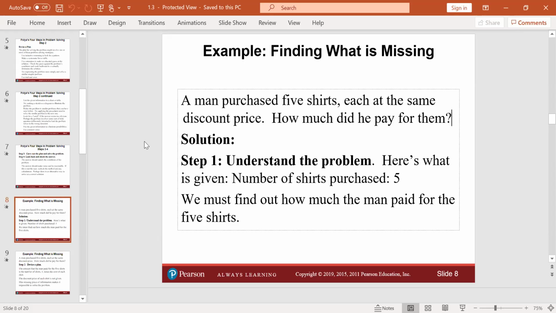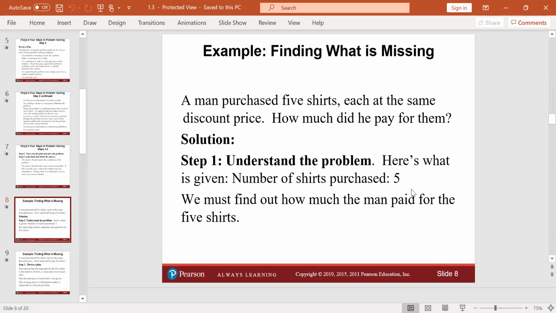Did this problem give you any information whatsoever on how much he would have paid for them? It just said he bought 5 shirts, he got a discount for them. Did it give us any hard and fast numbers? Were we talking digits here? No, we weren't. So you should immediately tell yourself something's wrong with this one. Let's see if the Polya 4-step method can identify an issue with it.